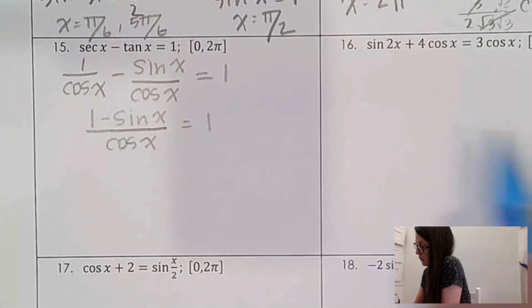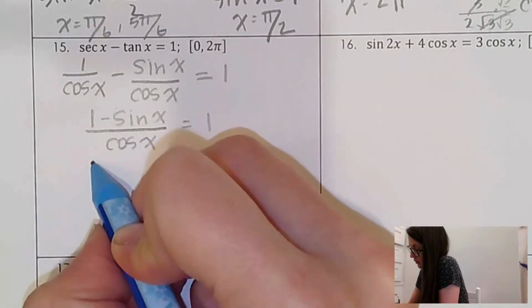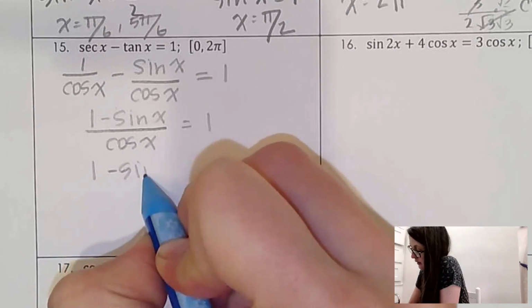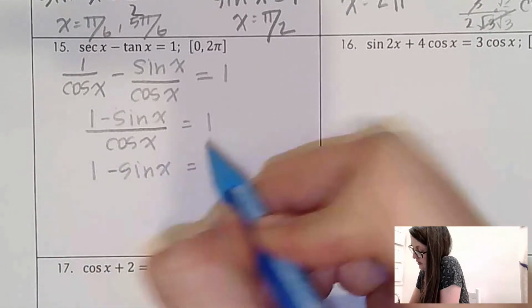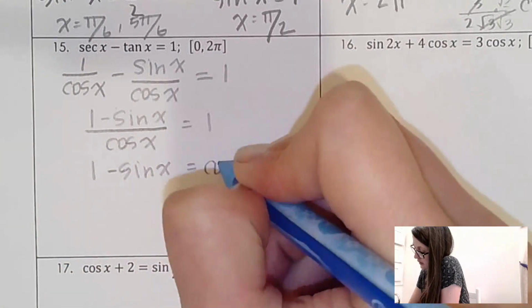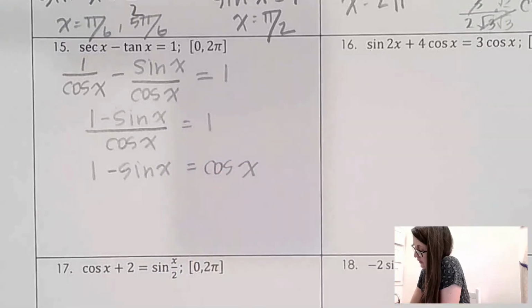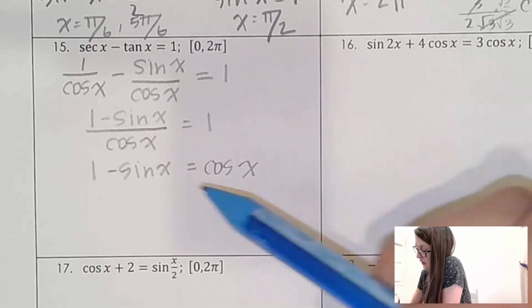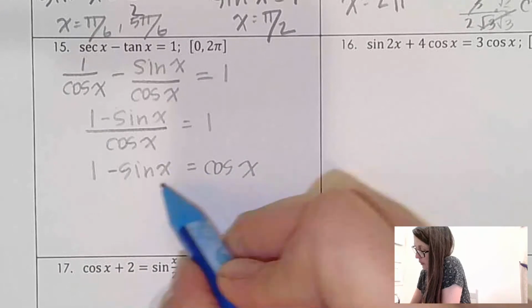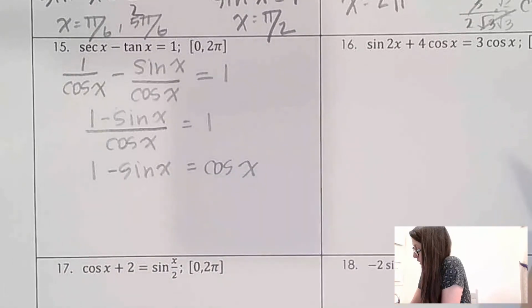So if you multiply both sides, you would have 1 minus sine of x is equal to what? Cosine of x. And then what do you have? So you would have 1 minus sine of x is equal to cosine of x.